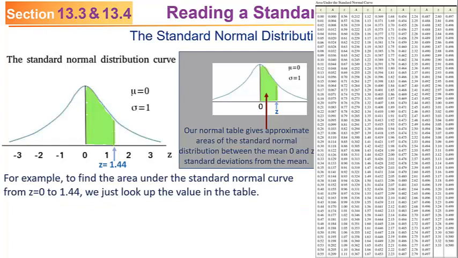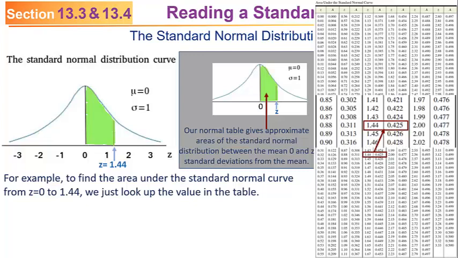So as a simple example, what if I told you to find the area under the standard normal curve from z equals 0 to 1.44? Well, that graph on the left looks of the same form as the one on the right, which means you can read that value right out of the table. All you have to do is let z be 1.44, go to the table and find it. I'll blow it up so you can see it better, and you can see that the area corresponding to a z value of 1.44 is 0.425. So that represents the area under the standard normal curve from 0 to 1.44.